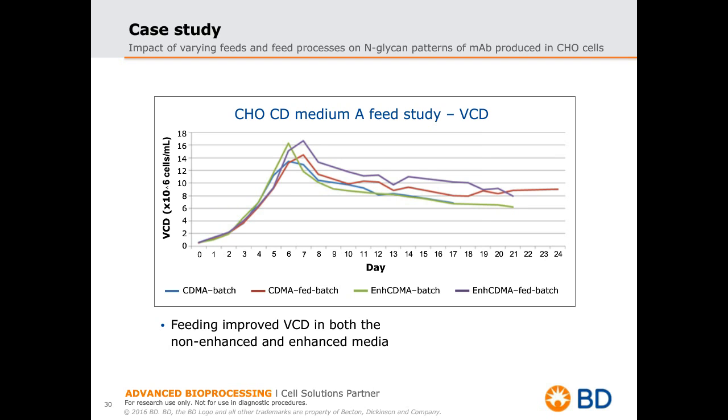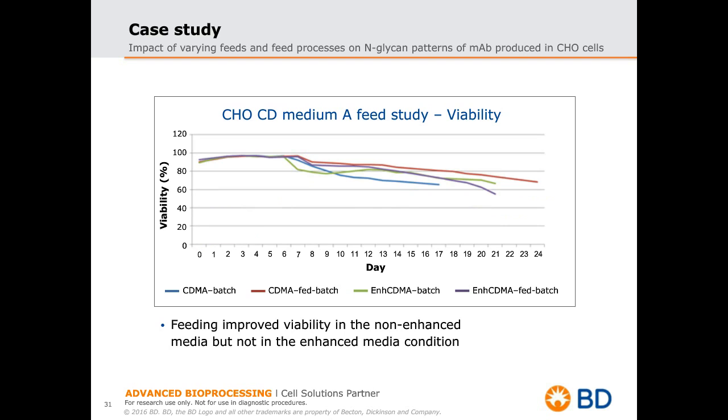The viability data for the 4 different cell culture conditions are shown up to day 24 of the bioreactor experiment. The blue and red lines show the batch and fed batch data for the non-enhanced media respectively. The green and purple lines show the batch and fed batch data for the enhanced media respectively.